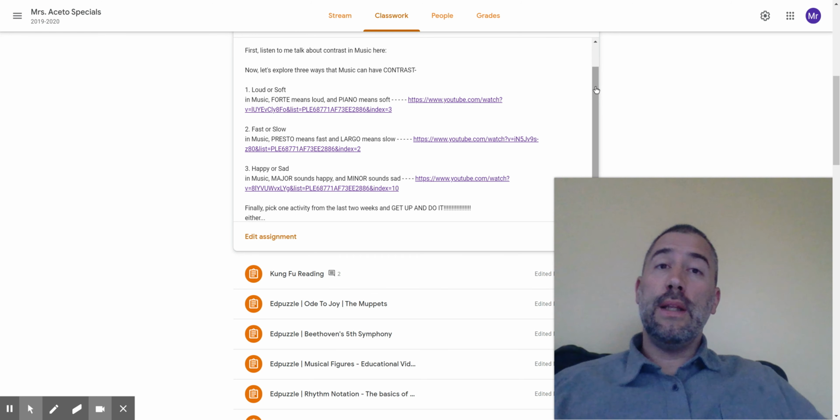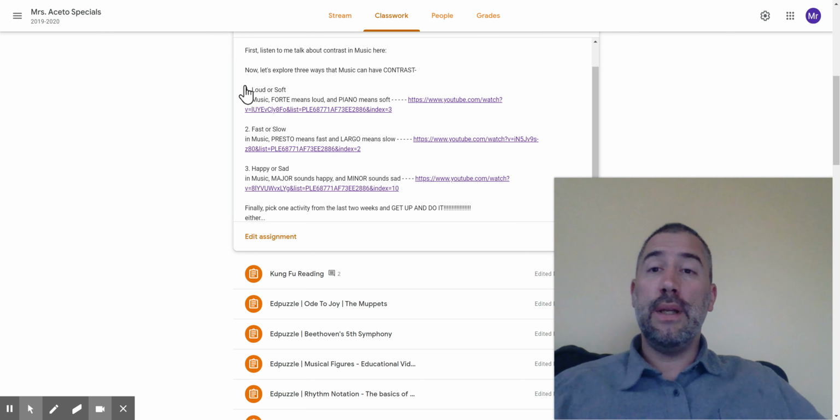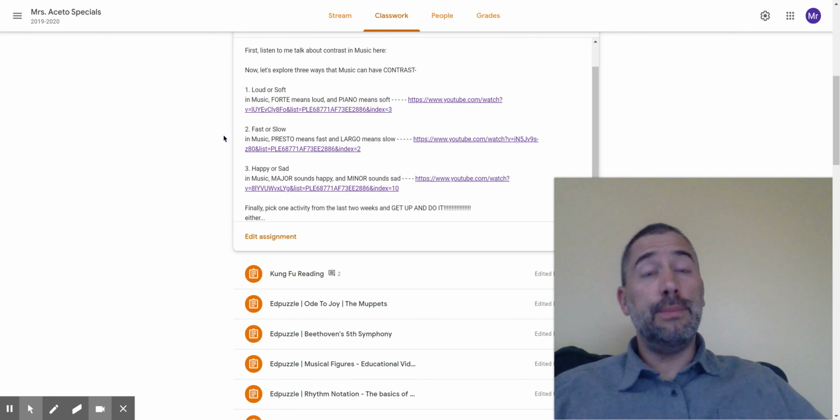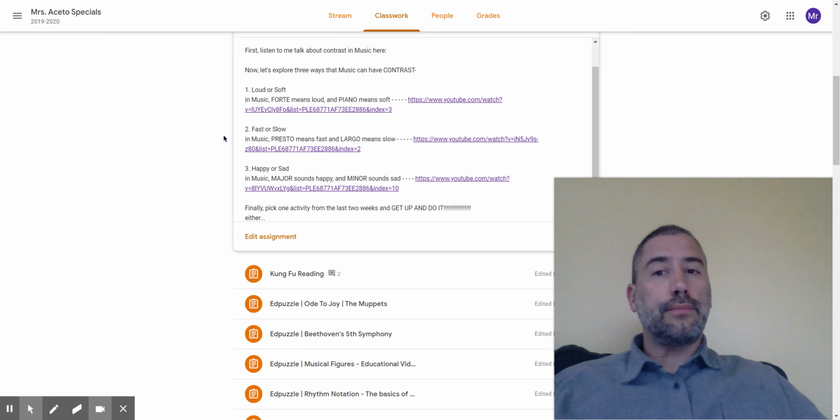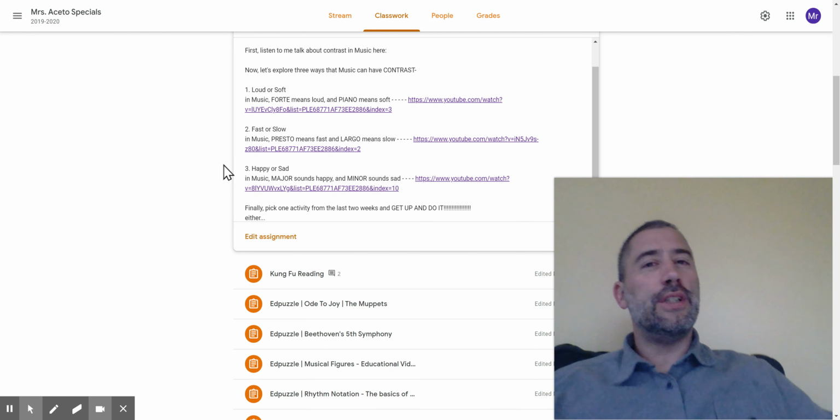Then the second way that we're going to talk about contrast in music is, and actually, I think you can see this over here in your assignment. The first one says loud and soft. The second one says fast or slow. All right? Music can be fast, music can be slow. And that contrast also can really make for interesting music. And finally, it says happy or sad.